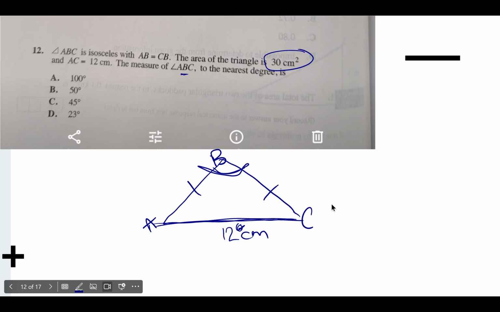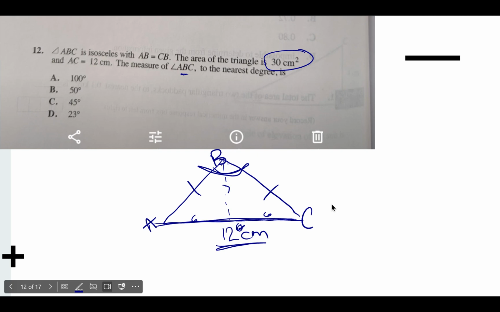So to do that, we can figure out the height, and if it's an isosceles triangle, then we can essentially split this 12 in half. So this side would equal 6, this side will equal 6.